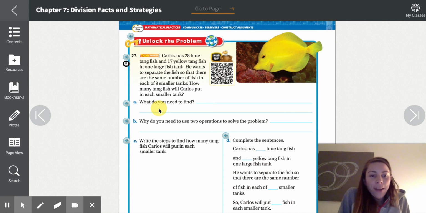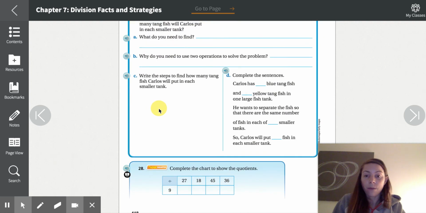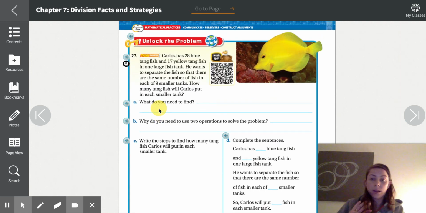Okay, we are on the last page of 7.9. We haven't unlocked the problem and one more division chart at the bottom.